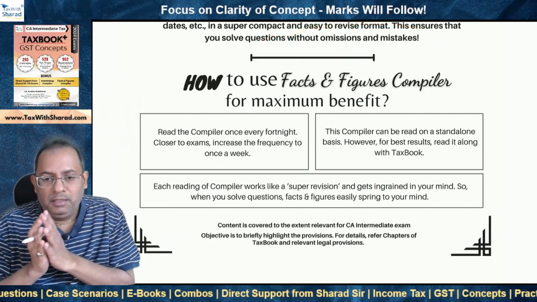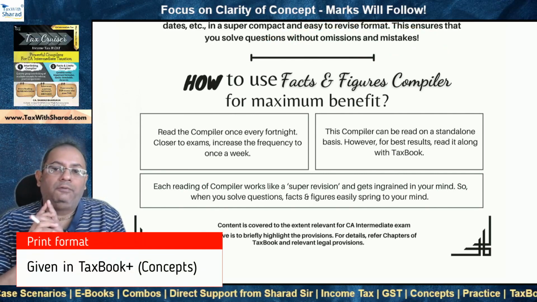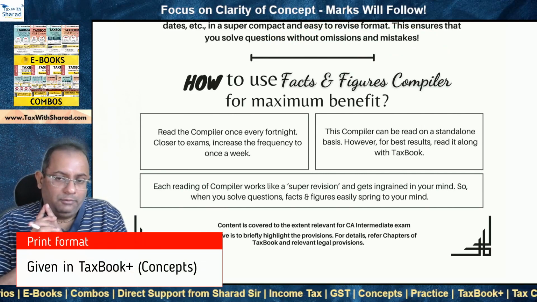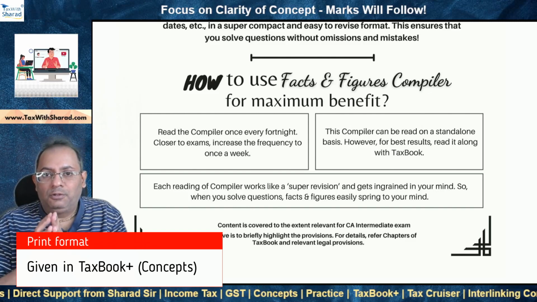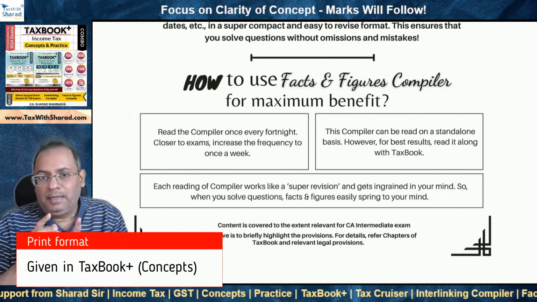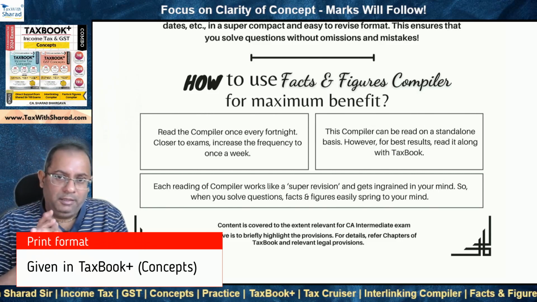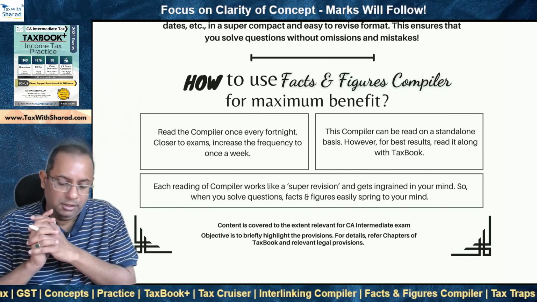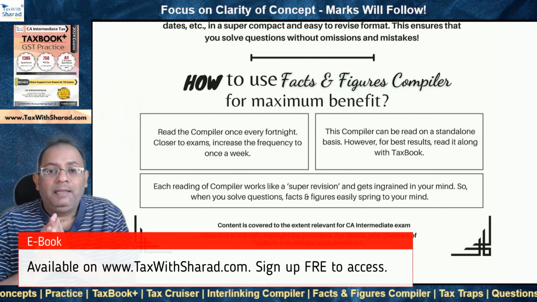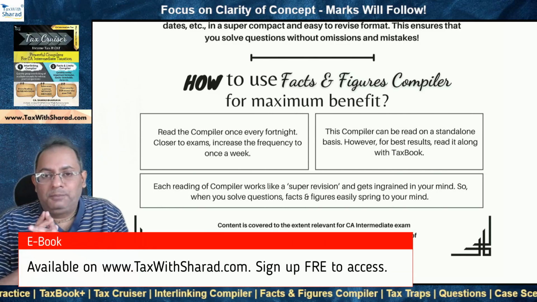Now there are two places where this compiler is available. One is in print form and the other is in the form of an ebook. In the printed form, you will find it at the end of the Tax Book Plus Concepts for both income tax and GST. In the income tax book, you will find the income tax compiler, and in the GST book, you will find the GST compiler. As an ebook, it's available on my website.